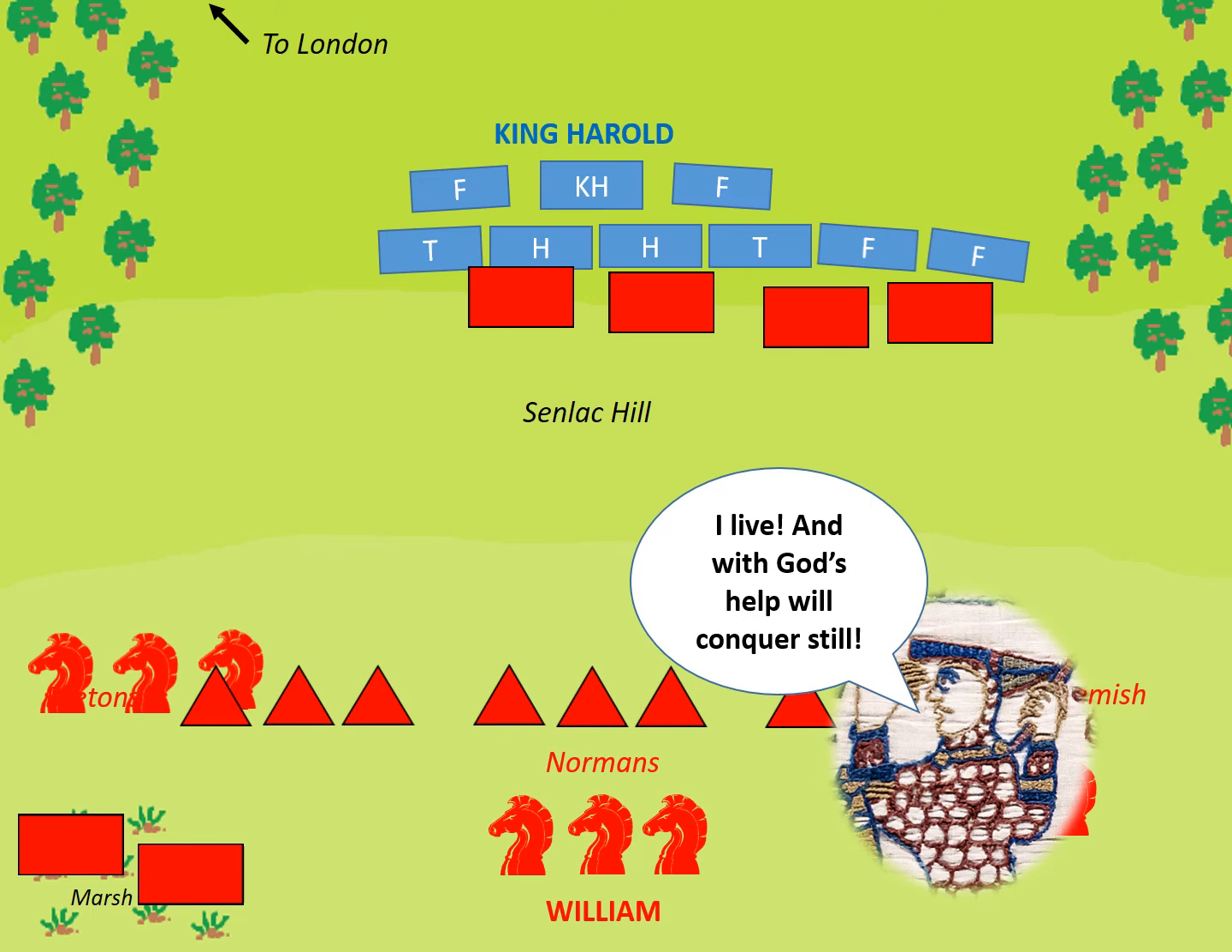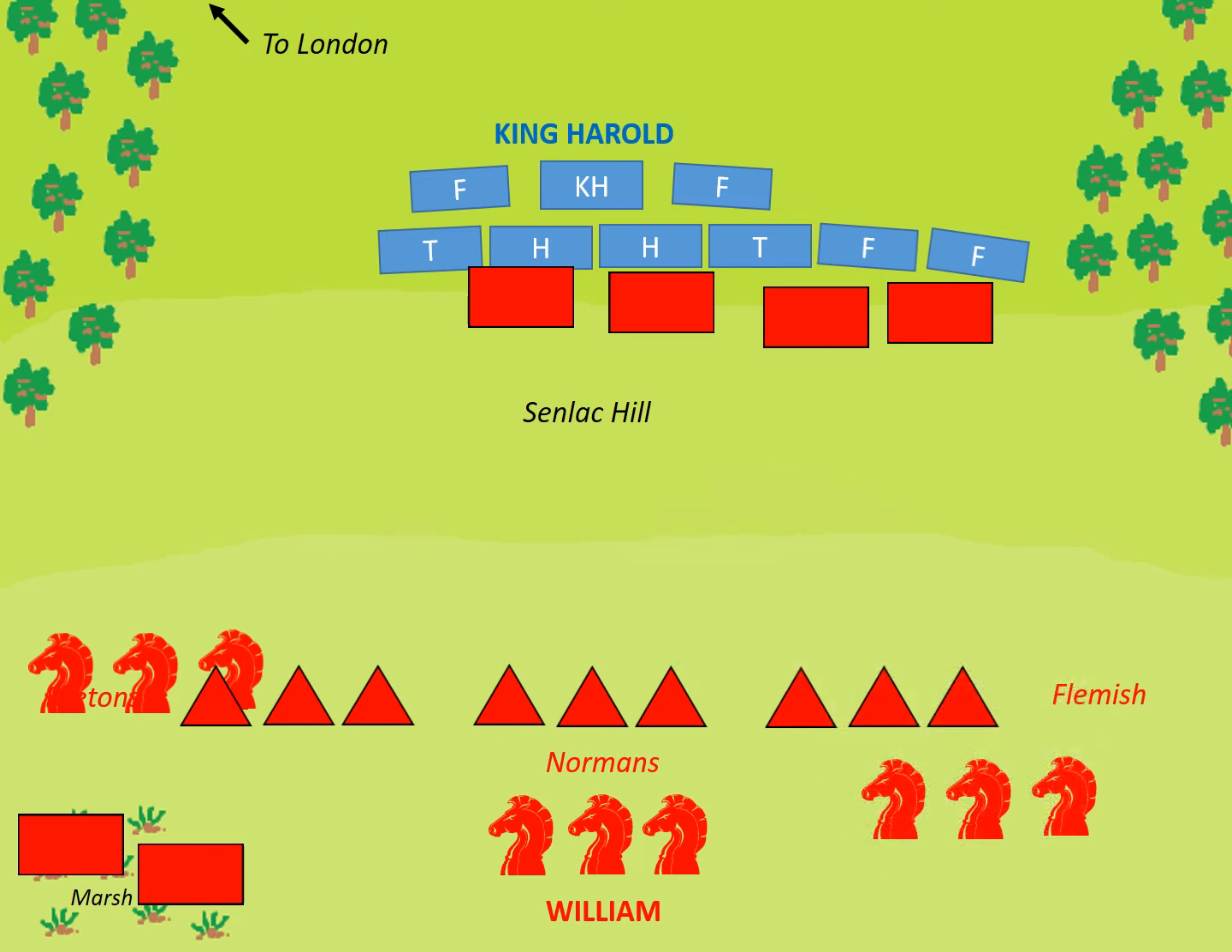This gave William an idea, though. If those Saxons had been tempted to leave the safety of the shield wall, perhaps others would be tempted too. Cue the tactic of feigned retreats.